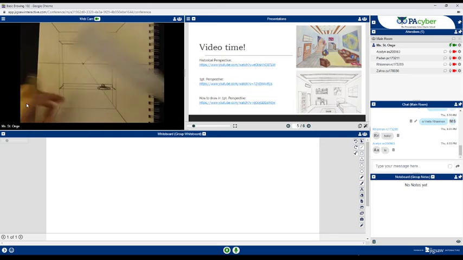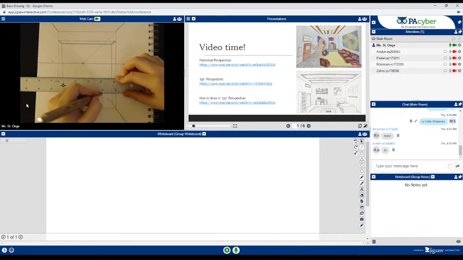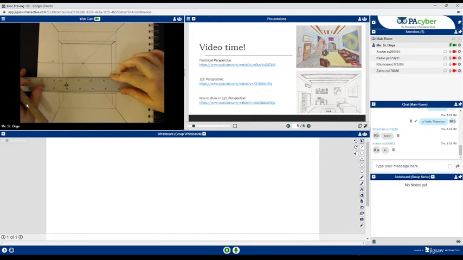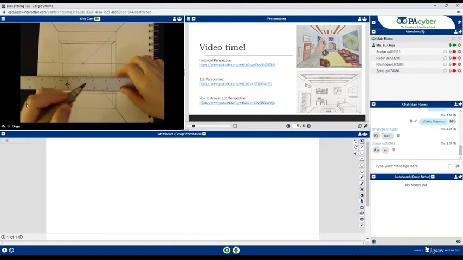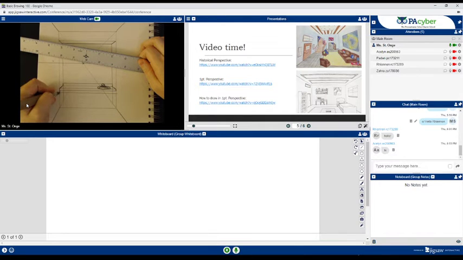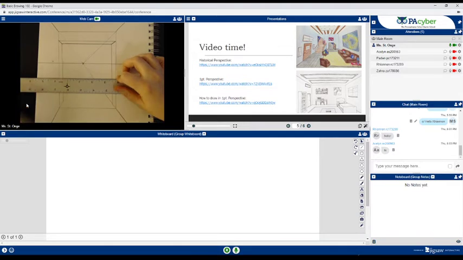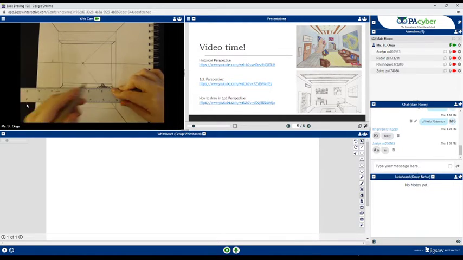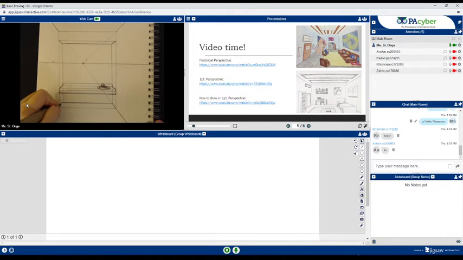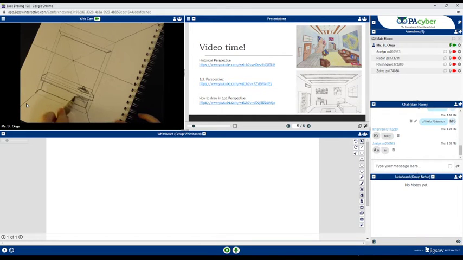So then the next thing that I'm going to do is draw the front part of my cabinet, which is going to go to about here. And then we're going to just add a little bit of detail here. And then I'm going to connect my back lines, because that's going to be the back part of my cabinet. And then I'm going to go ahead and shade underneath, just to give it a little bit of shading.